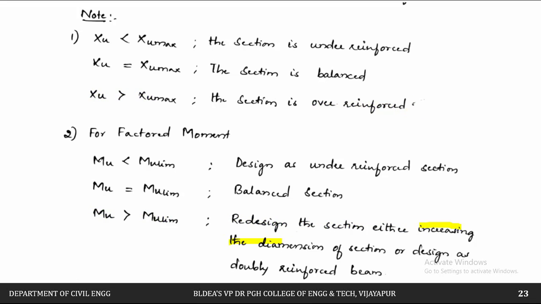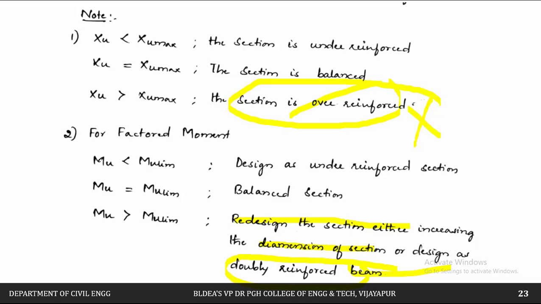Redesign means that either we increase the dimensions or we go for a doubly reinforced beam. Till now, what we have seen was for a singly reinforced section. So if the moment is greater than the limiting moment, we have to redesign that section. That is, either we change the breadth or depth of the section, or we go for a doubly reinforced section. So we cannot go for an over reinforced section.